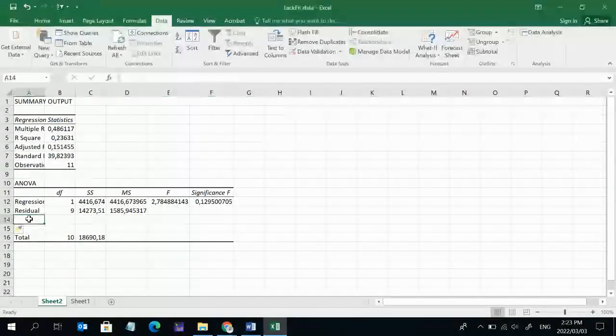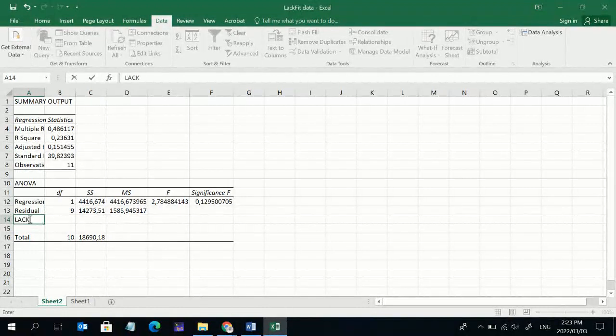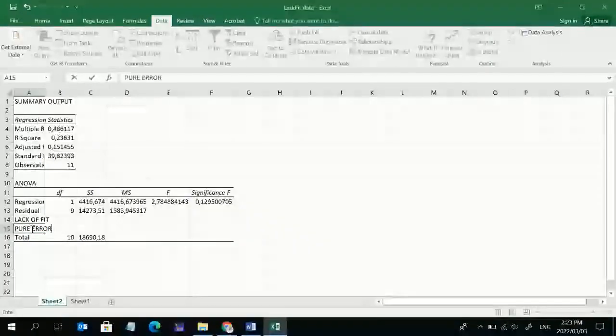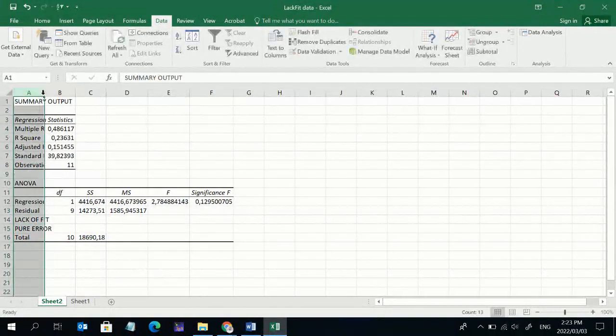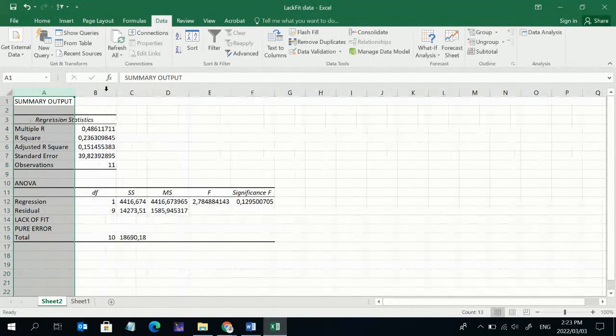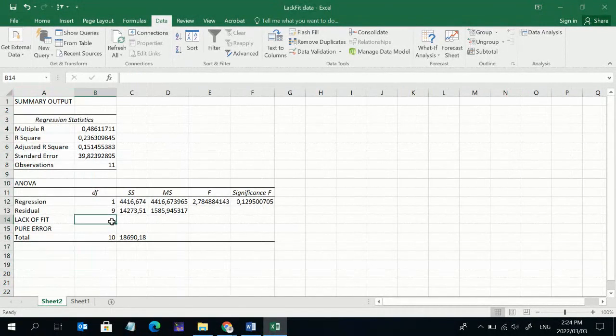Now, we are going to have lack of fit here. We have lack of fit, and we have SS2 error, as you can see there. And the degrees of freedom here, for this, we said is the number of X levels minus 2. So our X levels there are 6. 6 minus 2 is 4.